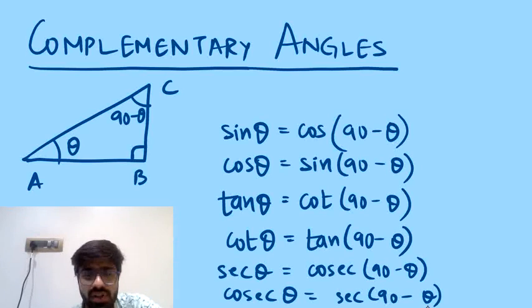These are some results related to complementary angles which you should remember in the forward sense as well as the reverse sense. This is a method which is commonly used for converting one trigonometric function to the other trigonometric function, if it is required in any simplification.